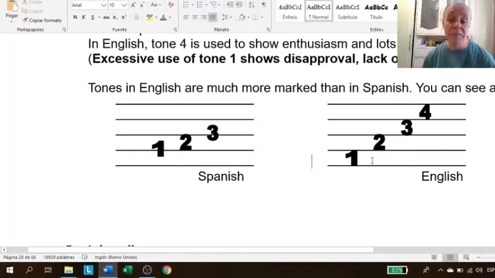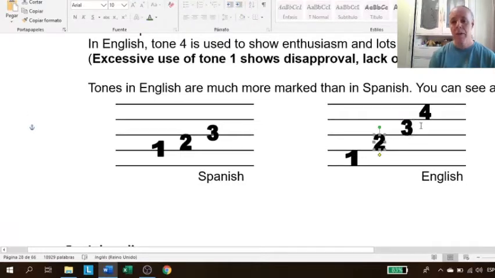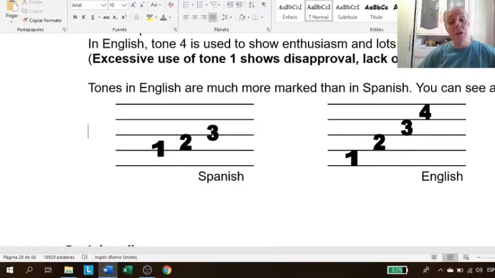Number 1 means that the person who is speaking is not interested in what you are saying or is bored or they just don't care. Numbers 2 and 3 are normal speech for English speakers. And number 4 is used when they are excited or angry. That means that when we compare Spanish and English volume, we will see that English speakers are louder than we are. Of course, there are exceptions.